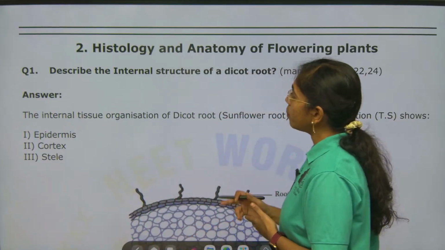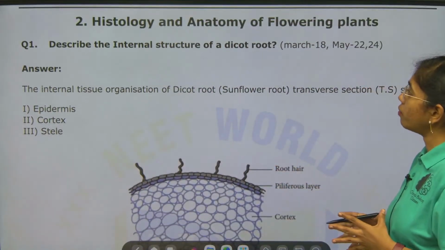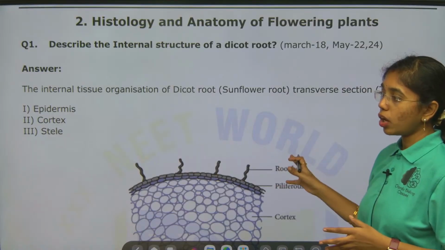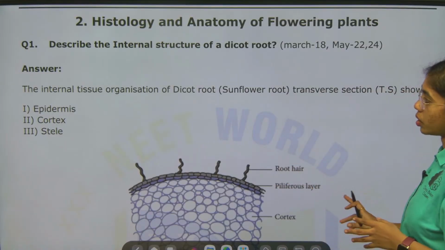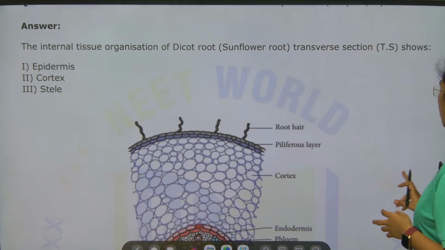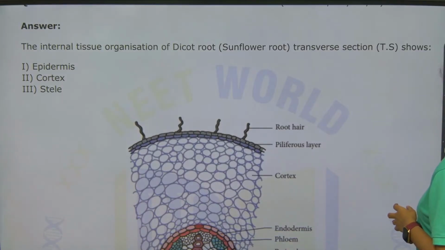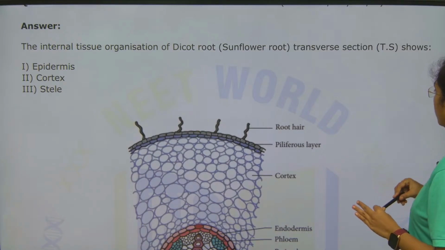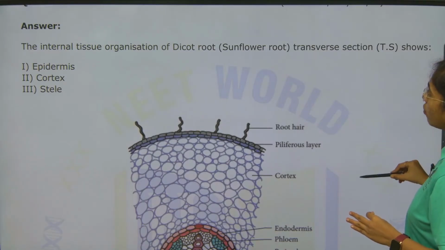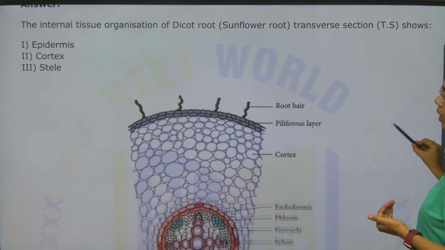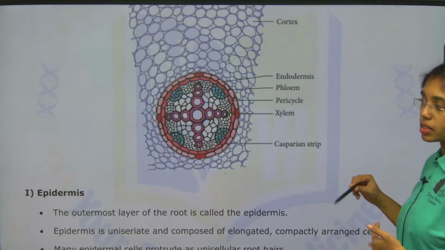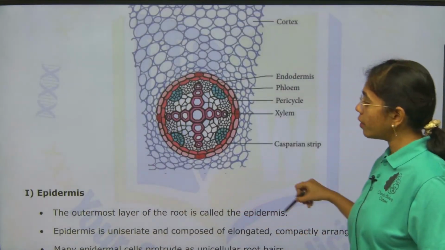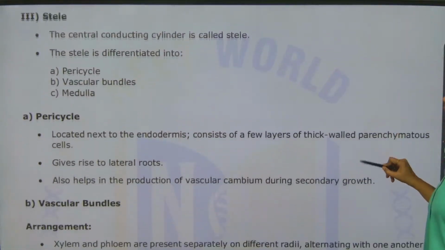So here if you see, describe the internal structure of dicot root. About dicot root we have to describe the internal structure of it, the internal tissue organization of dicot root. Here first if you see in the diagram of dicot root, that is sunflower, anyhow the dicot root we have exercised in the previous class. Today we will start with monocot root, okay.